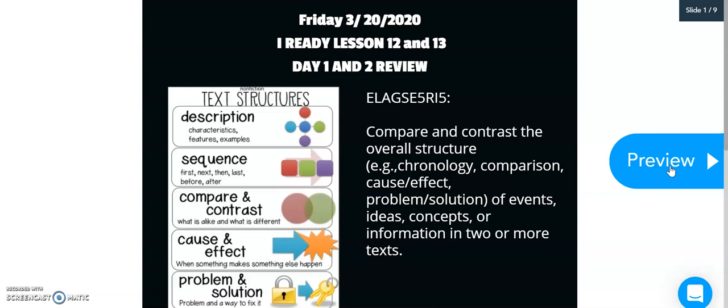We are going to review iReady Lesson 12 and 13 that you did on day 1, 2, 3, and 4. These lessons dealt with standard RI5, which is compare and contrast the overall structure of events, ideas, concepts, or information in two or more texts. The text structures that we're going to talk about are chronology, comparison, cause and effect, and problem and solution.